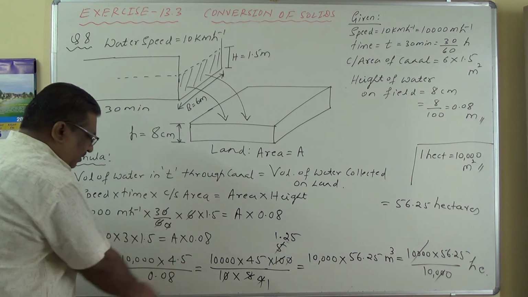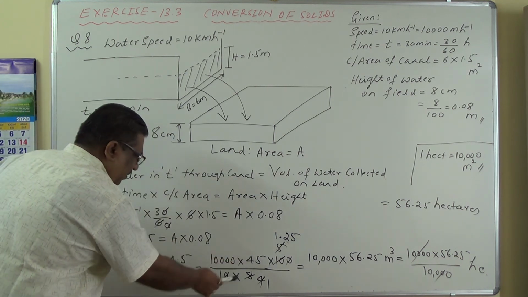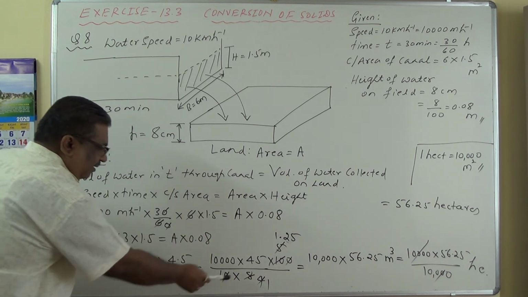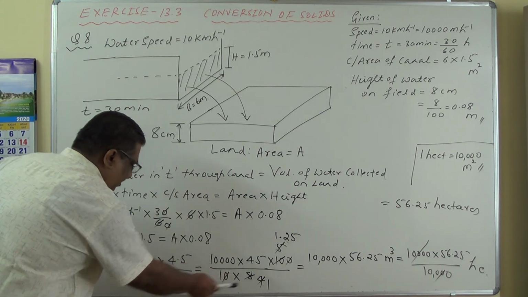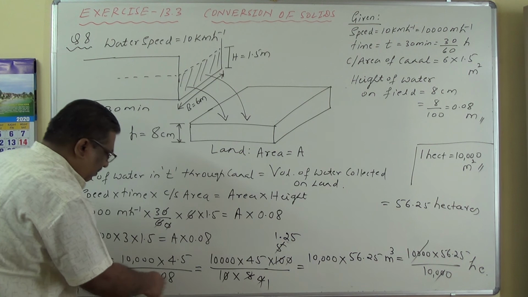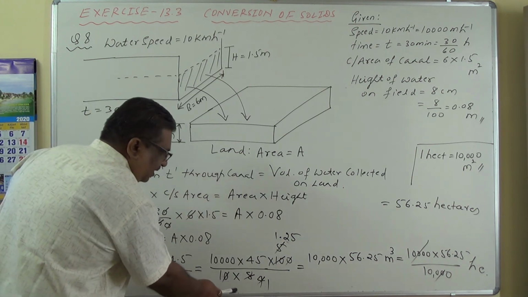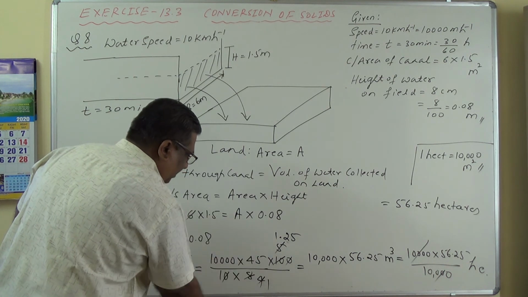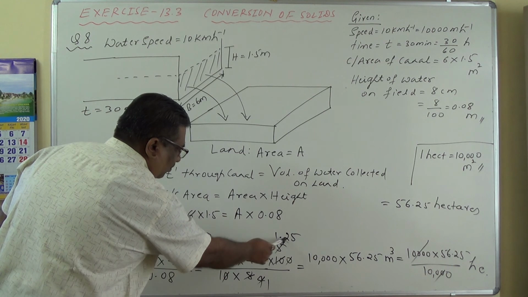See how I have done it: 10,000 as it is into 4.5 can be written as 45 divided by 10, and this 0.08 can be represented as 8 divided by 100, that 100 goes up. So this is how I have simplified to eliminate the decimals over here. Finally this 10 and 10 cancel, 8 and 10 are left. If you simplify, you will get 1.25.